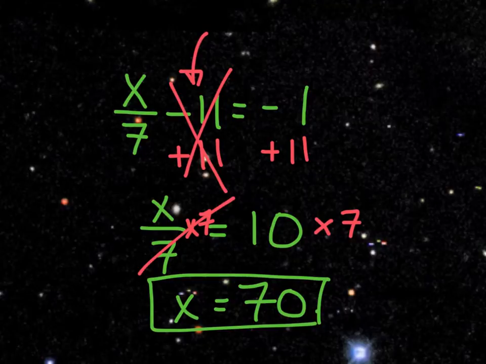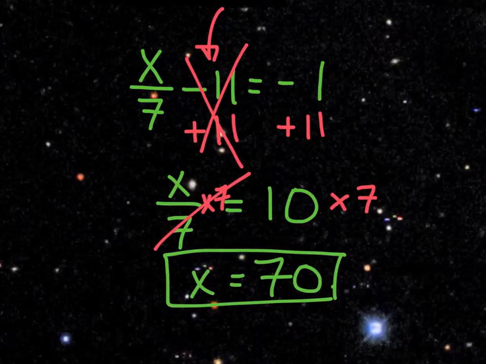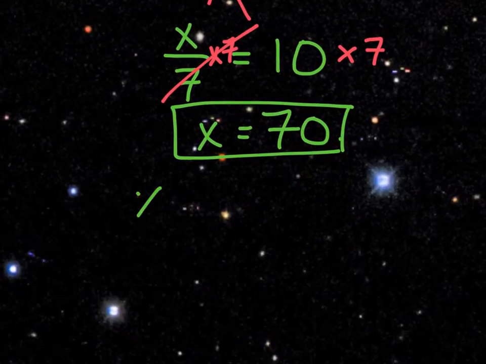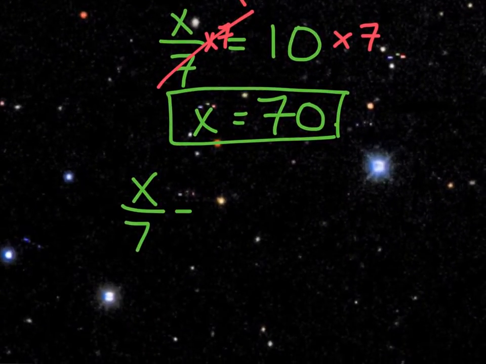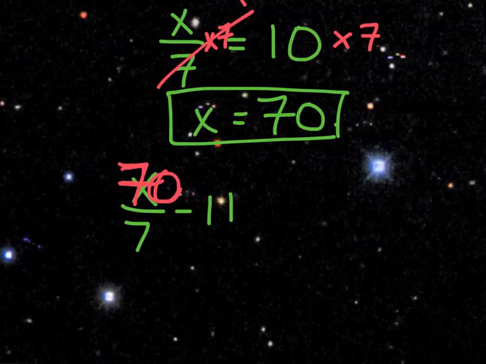Okay, again, I'm just going to double check our answer to make sure we've got this right. So our equation was x over 7 minus 11. And so instead of x, I'm going to replace it with... Why is my eraser not working? Ugh. Okay. I'm just going to replace x with 70. There we go. Sorry about that.